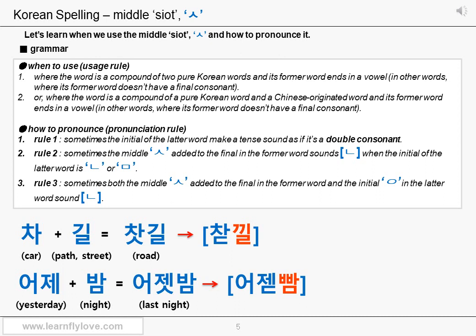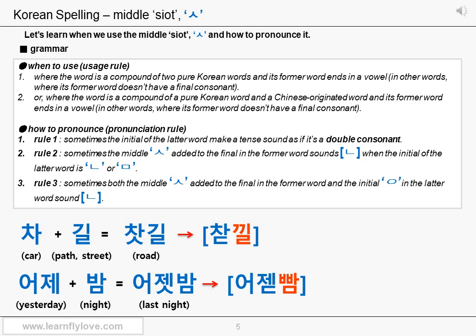차 means a car. 길 means a path or a street. If you want to combine 차 and 길, you should add middle siot to the first word 차 because 차 is a word which has Chinese origin and 길 is a pure Korean word. So it is not 차길, it should be 찻길. You know why 길 is pronounced 낄, right? It is the 40th rule that I explained in U2 Lesson 3 Part 3. Let's see the second example.